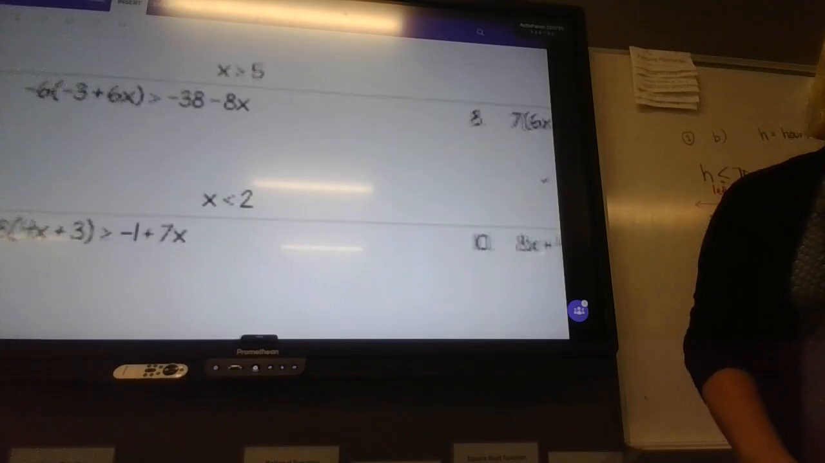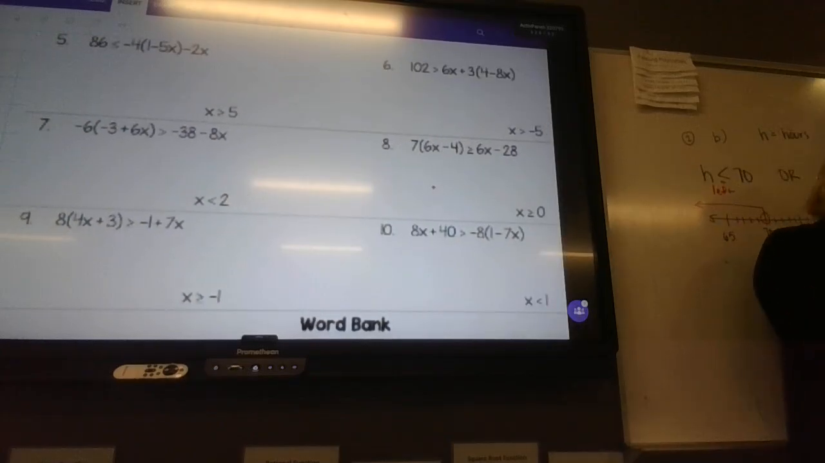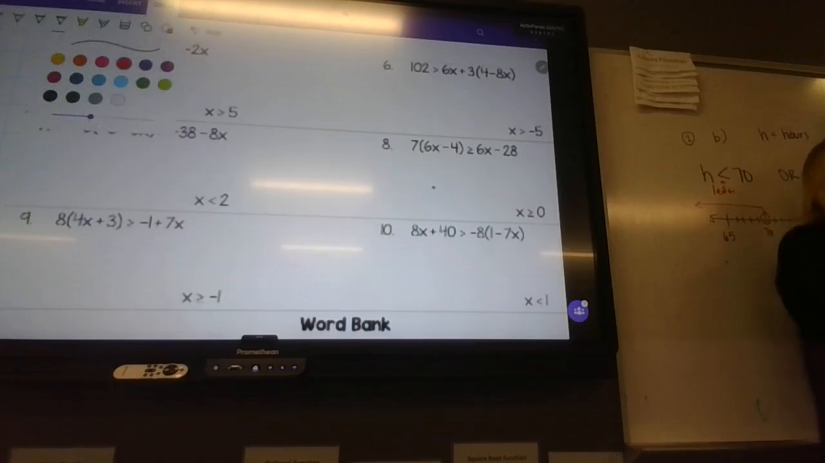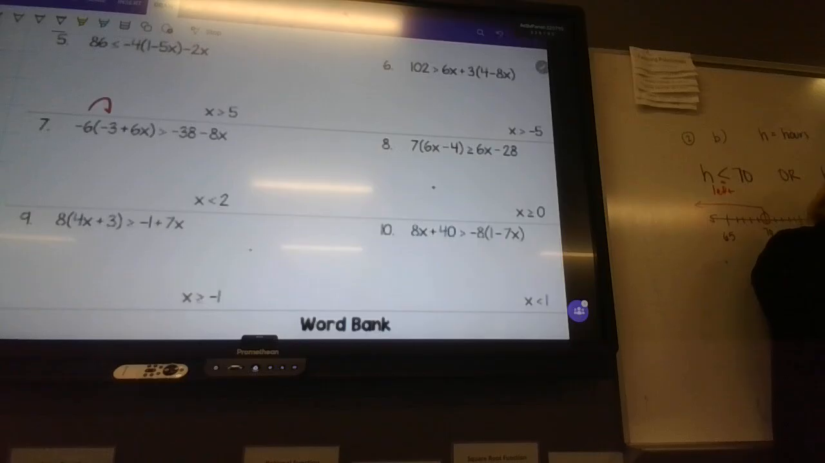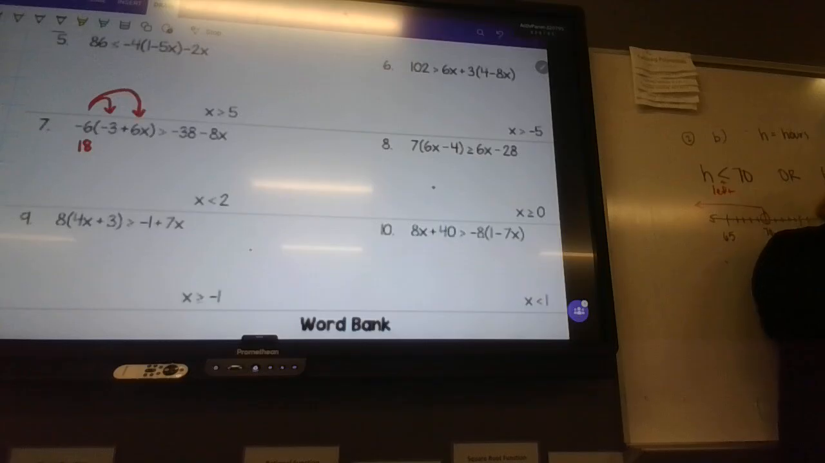Let's just take a look at how to work out number 7 for everybody who tried it. And more often than not, it's one negative sign that's leading to difficulties. So when I do -6 times -3, 2 negatives are going to make that a +18. So that's the first place I would check: did we write -18 or +18? -6 times +6 would be -36x. Rewrite the symbol, -38 minus 8x.